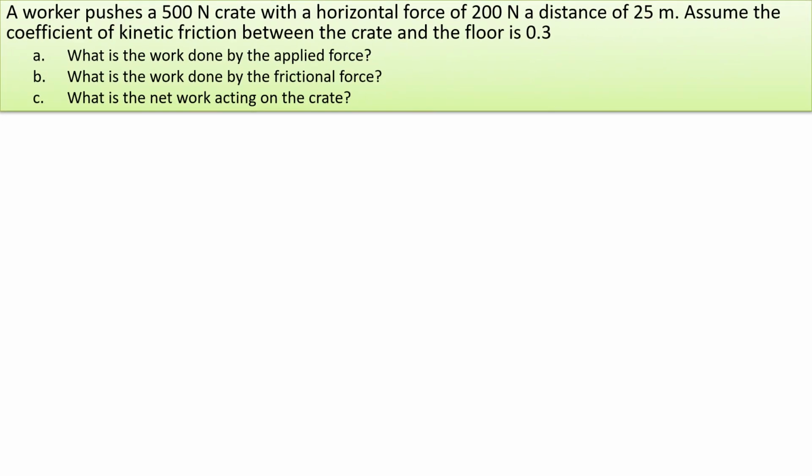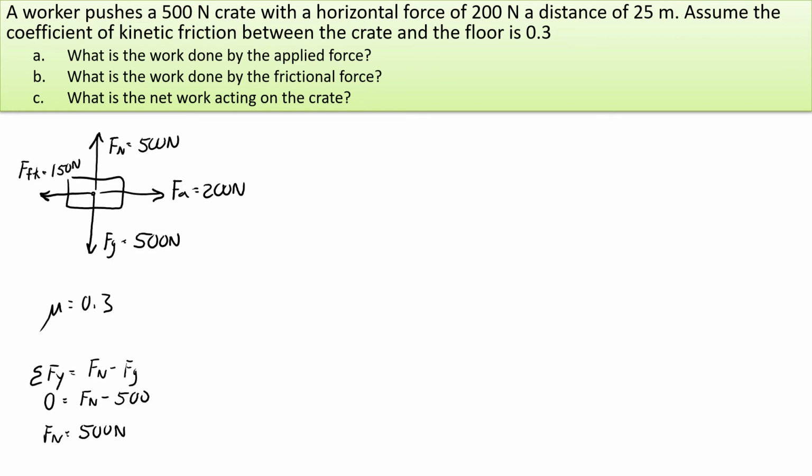So we'll start off, I'll set this up for us like we did before. And we'll start by finding the work done by the applied force. So for part A, we're saying what is the work done by the applied force? Well, we know W is equal to F times D. And we're talking about the angle between these two vectors, the force and the displacement vector.